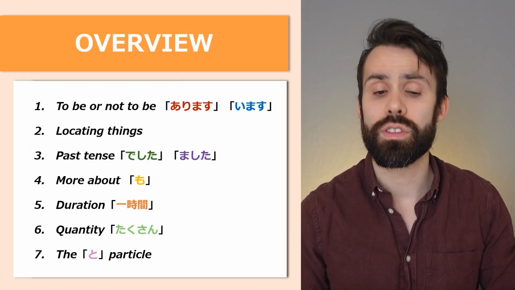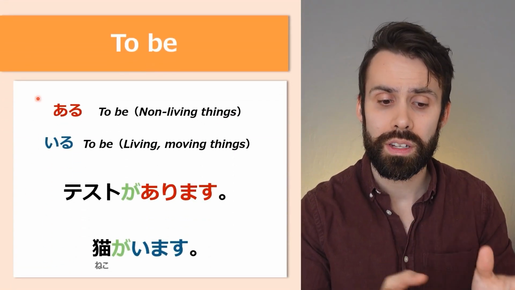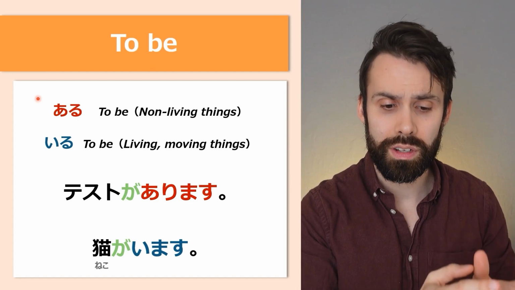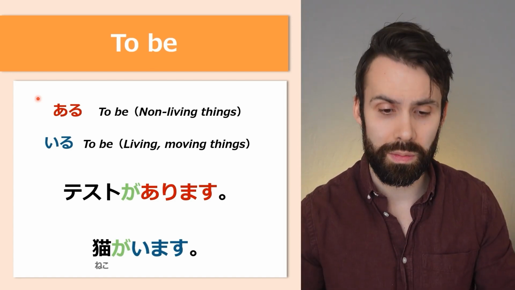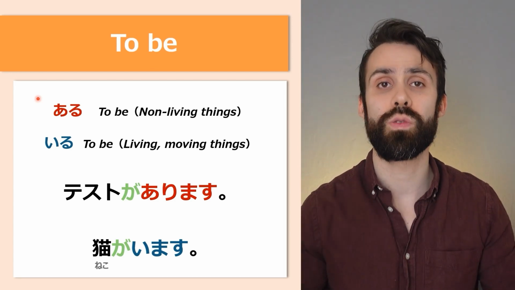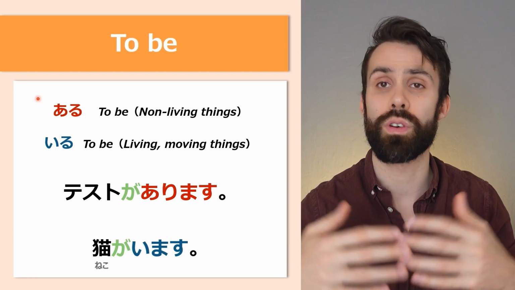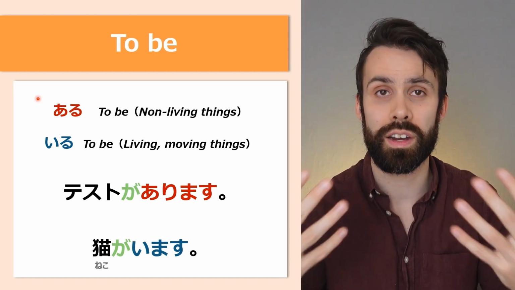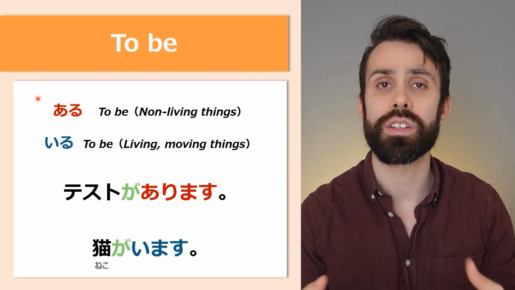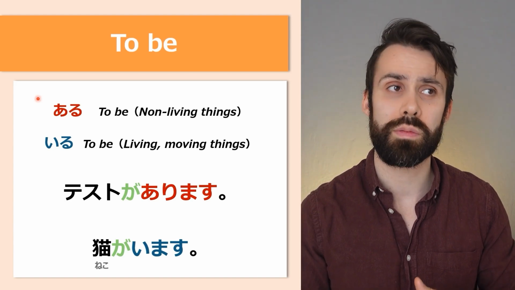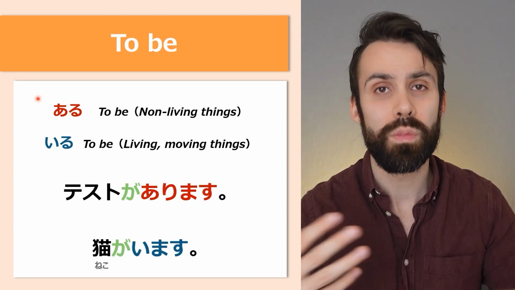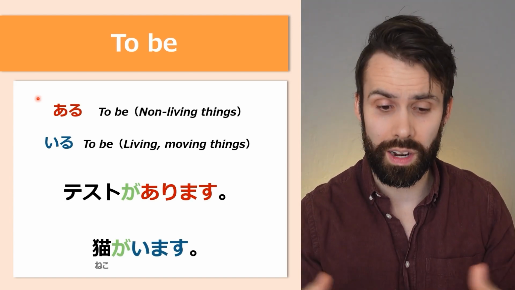So starting with to be, we have aru and iru. Aru and iru basically mean the same thing. They both mean to be, but they are used for different things. So aru is used for non-living things or things that aren't moving, while iru is used for living things, or sometimes things that maybe aren't living but are moving, like a moving taxi or something like that.